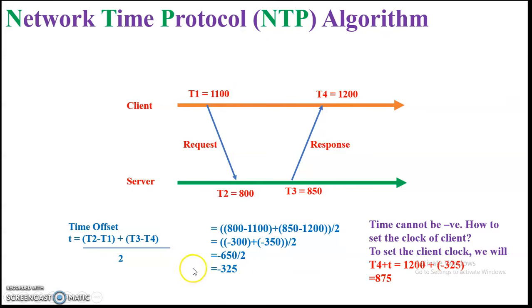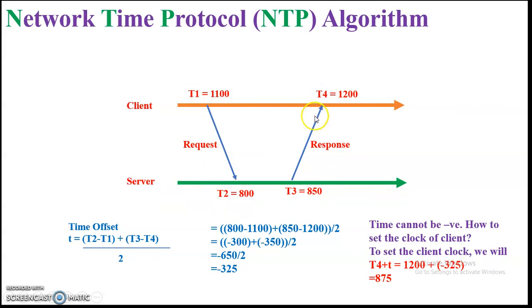But how can we synchronize our clock to a negative value? Time cannot be negative. So how do we set the clock of the client? To set the client clock, we will have to add this time offset to T4. Why T4? Because it is the response that has been received by the client from the server.